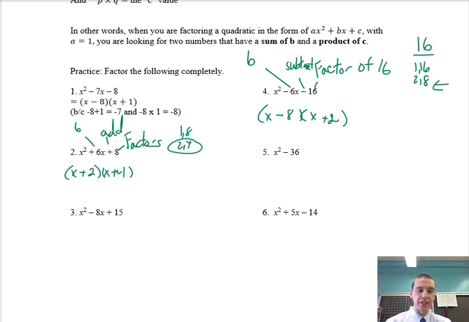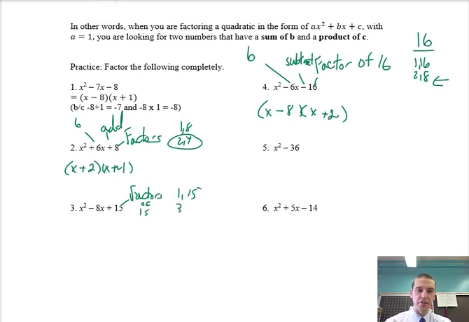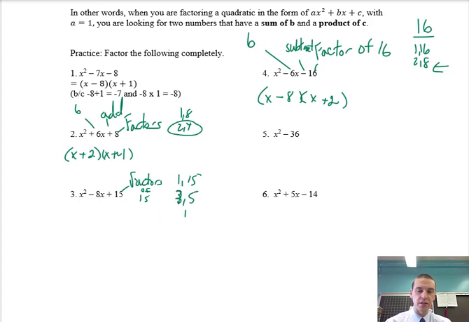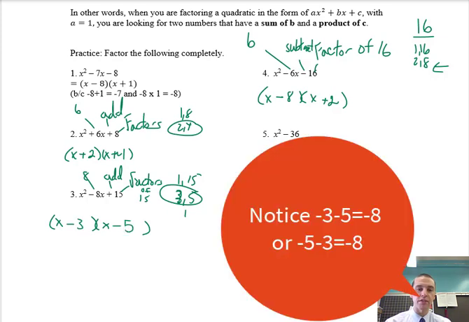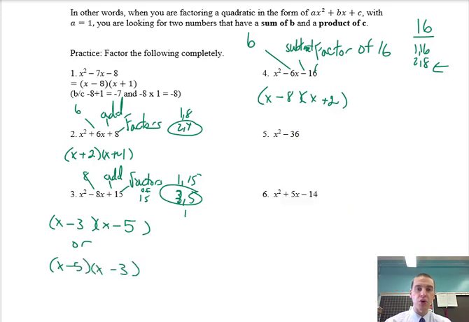Let's look at 3. Factors of 15. 1 and 15, 3 and 5. Which ones add to 8? Well, 3 and 5 add to 8. But I need to add to negative 8. The only way to get two numbers to be a negative when adding is to make them both negative. Notice that it does not matter which order they go in. I could have written x minus 5 and x minus 3. There is no order.